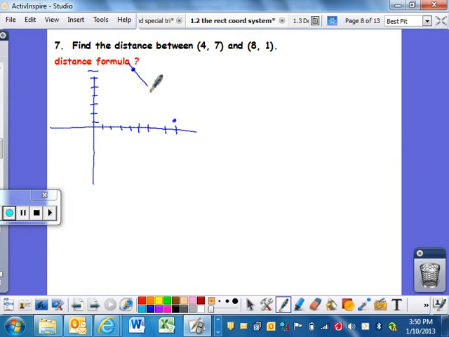I want to find this distance. Now how do I go about doing that? I like using the Pythagorean theorem. That's what the distance formula is. Can you figure out how far it is from this to there?